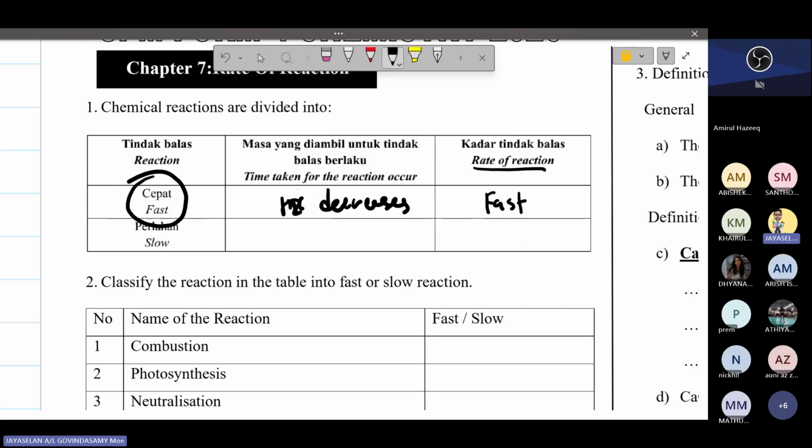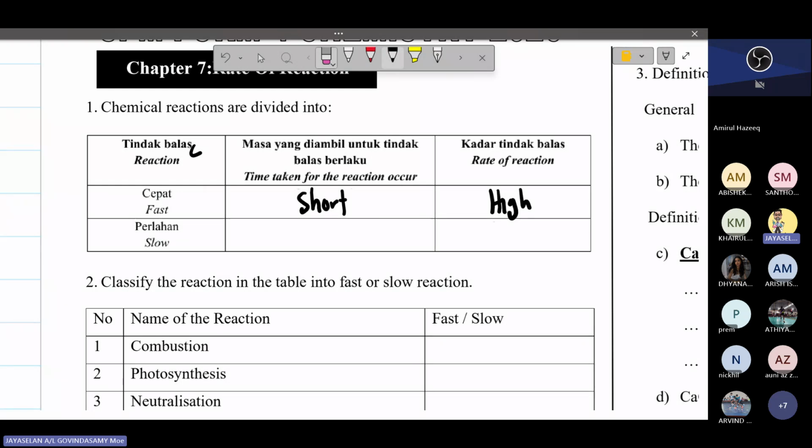Because if you put fast, you are referring to what? Referring to the chemical reaction. Rate of reaction, you must put high. If let's say the reaction is fast, the time taken for fast reaction, you should put what? Short or shorter. These are the only terms you must use. Cannot change any other things.